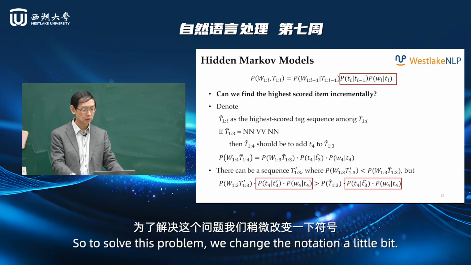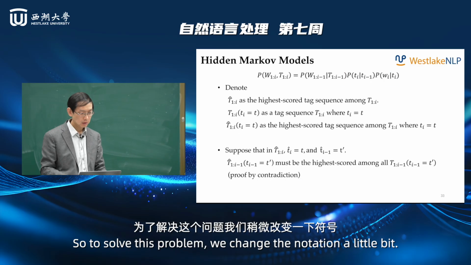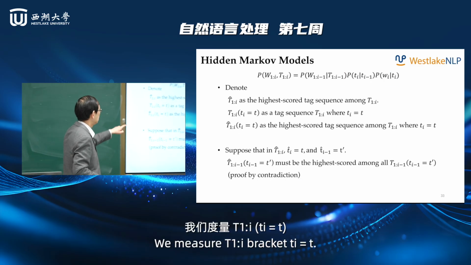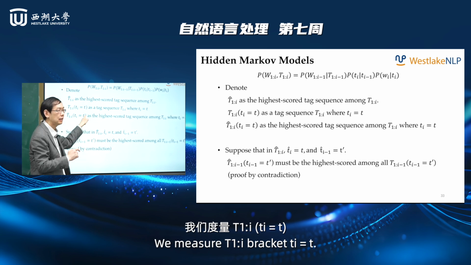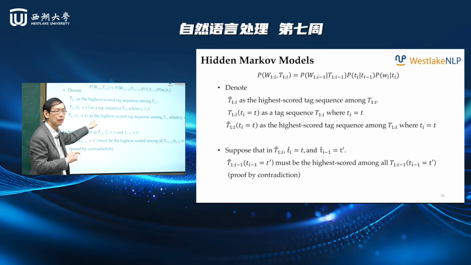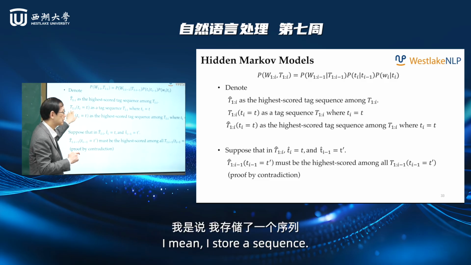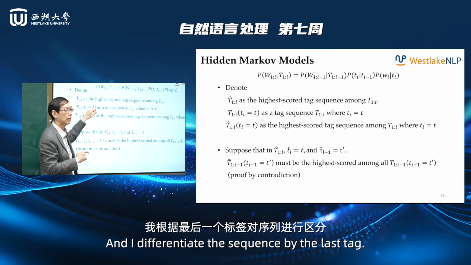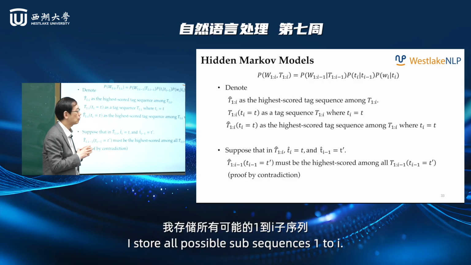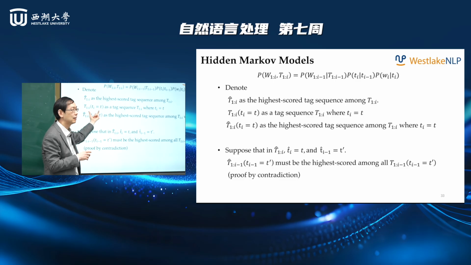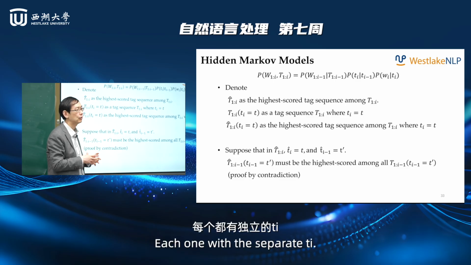Okay. So to solve this problem, we change the notation a little bit. We make sure t 1 to i, bracket t i equals t. What do I mean? I mean I store a sequence, okay, and I differentiate the sequence by the last tag, right? I store all possible subsequences 1 to i, okay? Each one with a separate t i. I can do that, right?